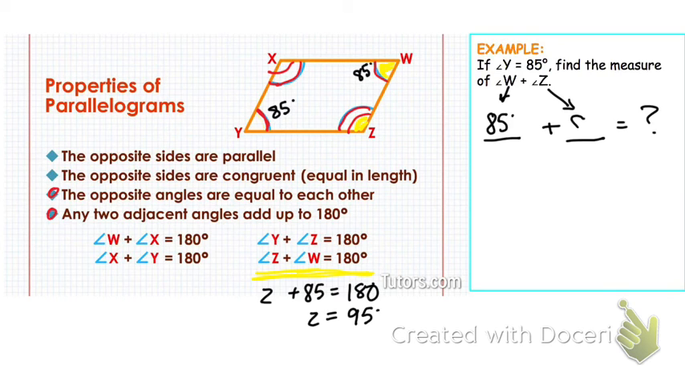So now that we know Z, we just put that in to our space here. And then all we have to do is add these two together. And 85 plus 95 is 180.